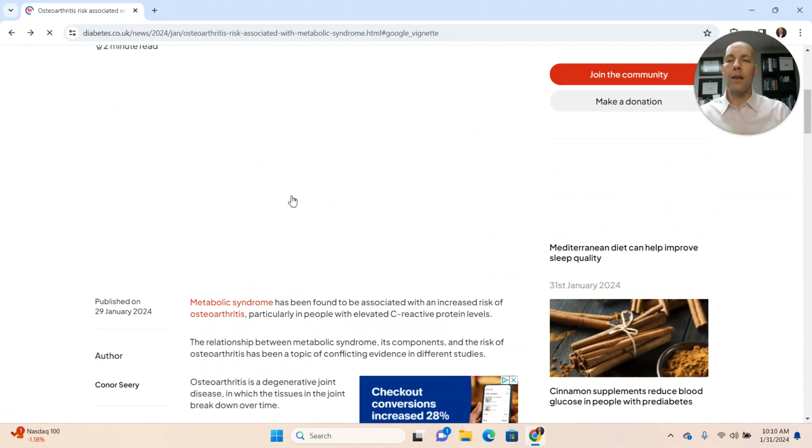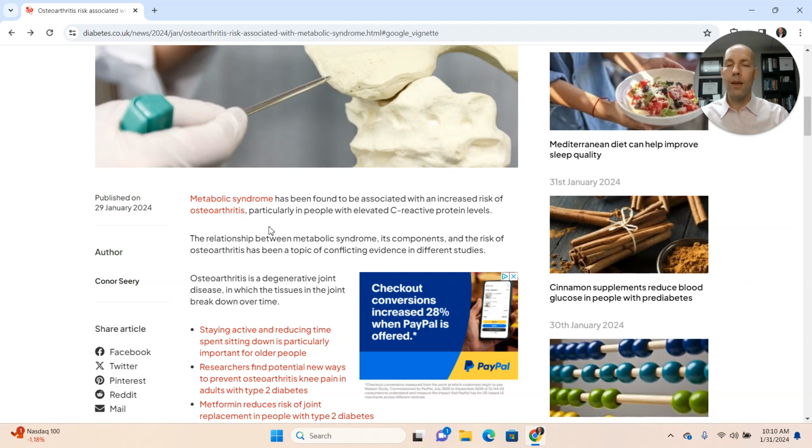And in this article, they talk about patients, even with metabolic syndrome, have increased risk of osteoarthritis. So if you have type 2 diabetes, of course, that's going to accelerate this whole process of degeneration. One of the notes they put in this article is particularly people with elevated C-reactive proteins had this increased risk of osteoarthritis.